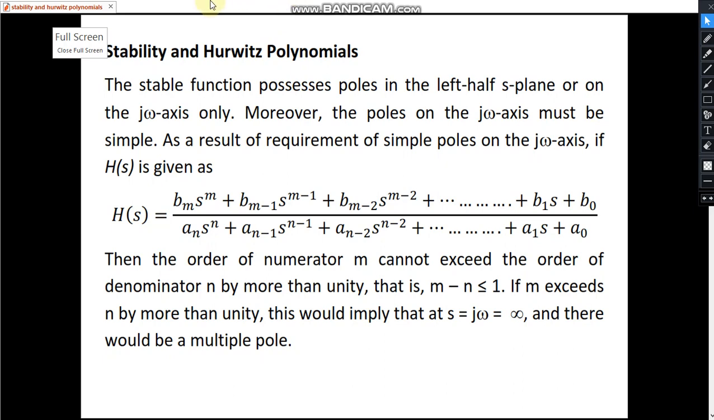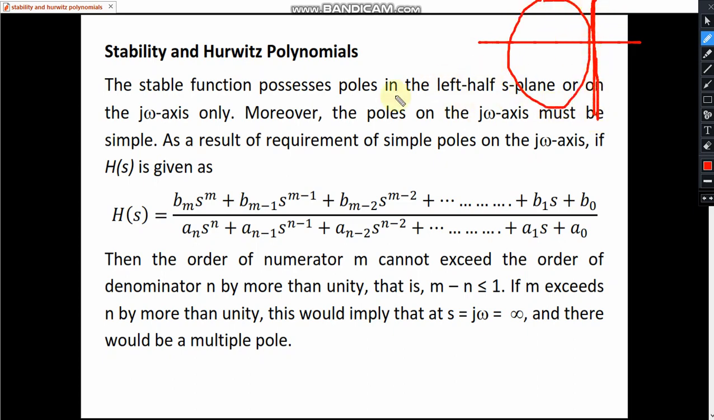About the stability in time domain, and in S domain the stable function possesses poles in the left half S plane or on the j omega axis only. So if a system is stable, then the poles are lying either here or they are lying on the j omega axis. Moreover, the poles on the j omega axis must be simple.